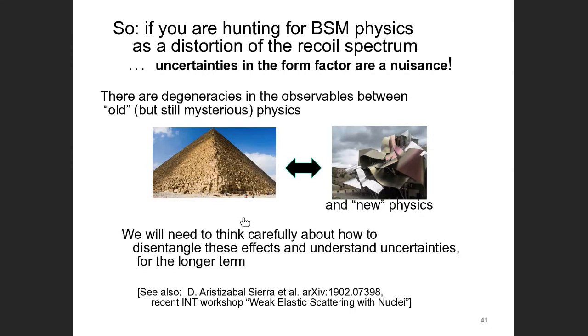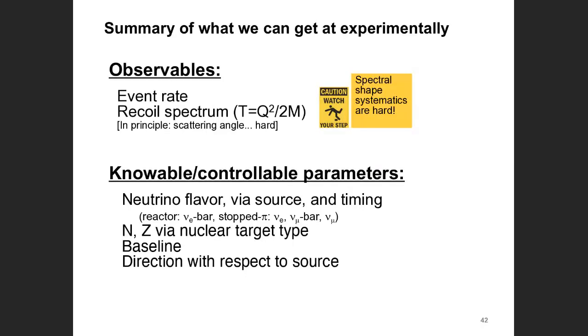When we get to the point of the precision of the measurements approaching the precision of the form factor knowledge, then we are going to have to start thinking harder about this. At the moment, the measurement precision is much worse than the form factor theoretical uncertainty.